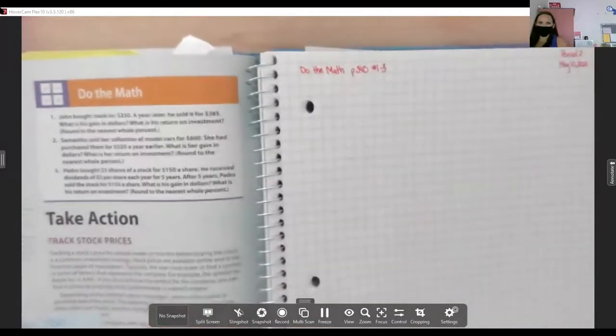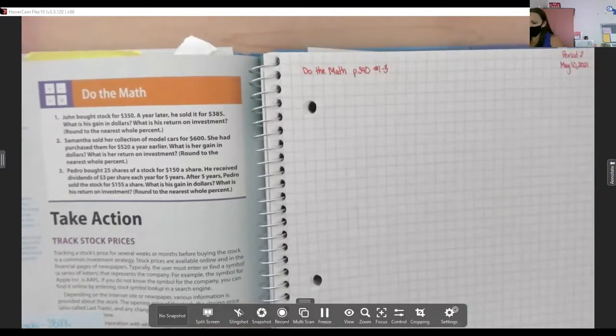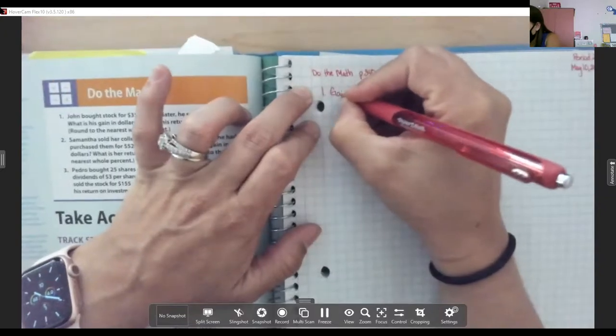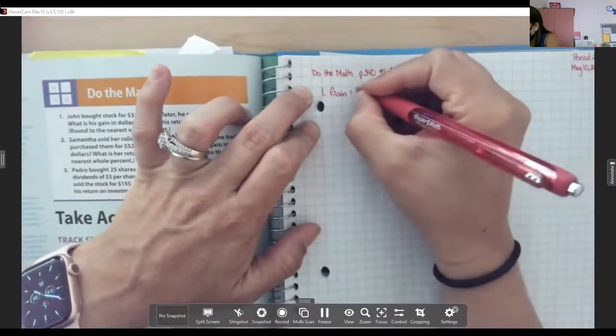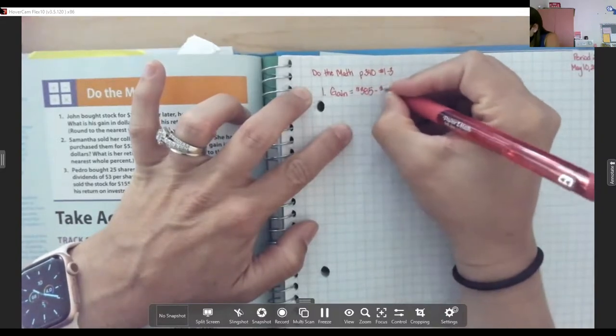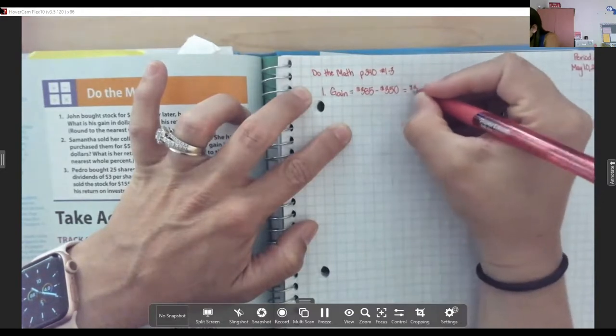Okay, so he bought it for $350, sold it for $385. So what is his gain in dollars? So 385 minus 350 is $35.